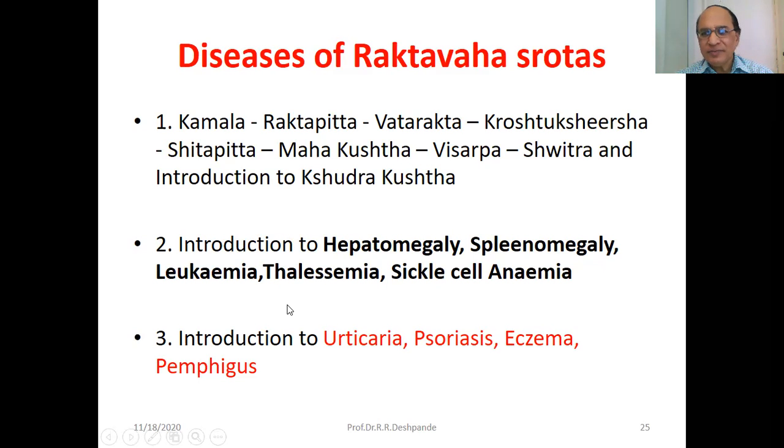These patients can visit nearby Ayurvedic doctors or they can contact Professor Deshpande, because we can support these patients by reducing their frequency of blood transfusion. We can improve the platelet count a little by Ayurvedic medicine in thalassemia and sickle cell anemia. I am not talking about leukemia. Thalassemia and sickle cell anemia.